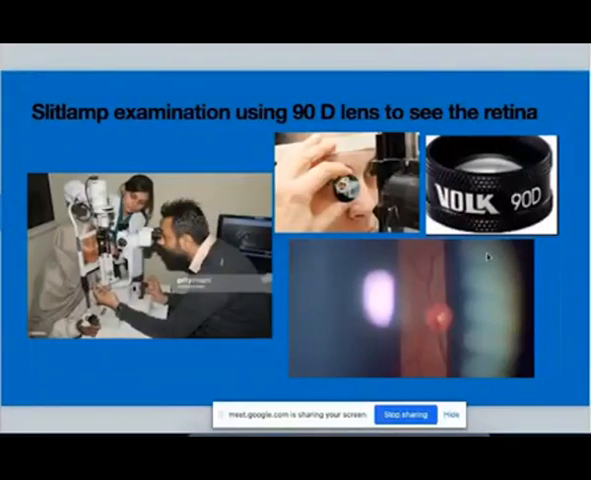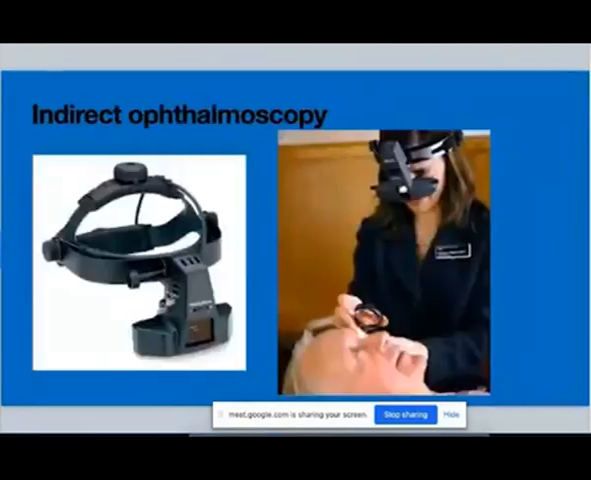This will focus the light rays on the posterior part of the eye, and we can see the retinal details here. So very commonly in the eye department, in the OPD, we are using the slit lamp. The second machine, you could say, or ophthalmoscope that we use is called the indirect ophthalmoscope. This is also very commonly used.